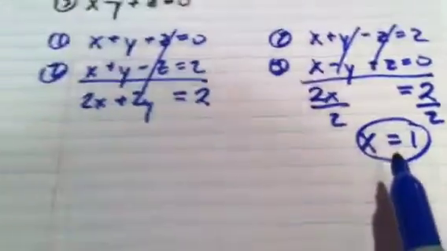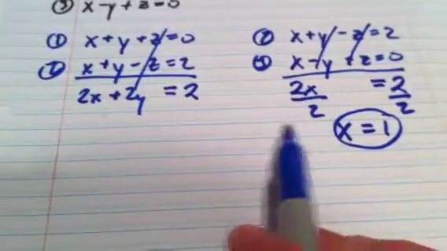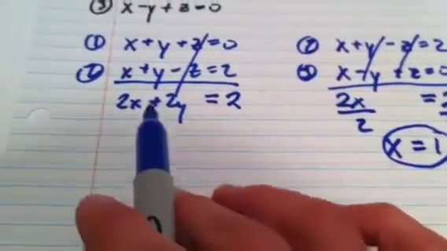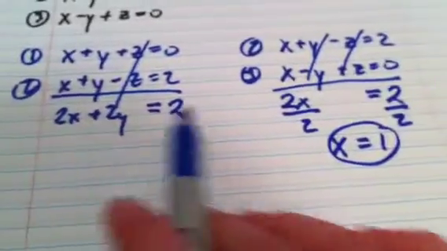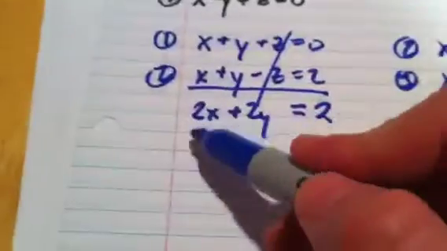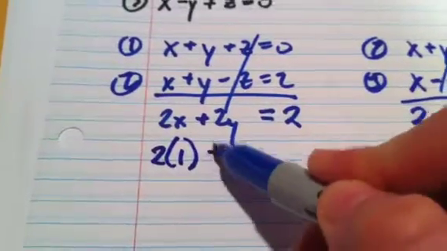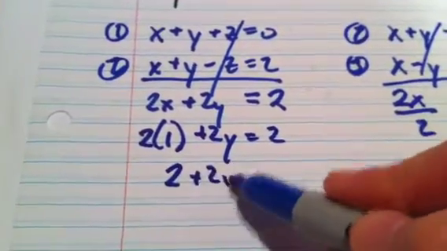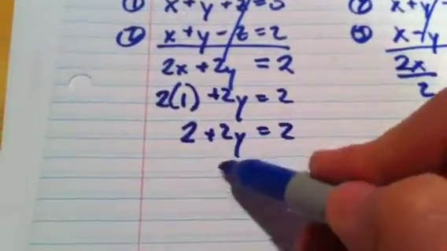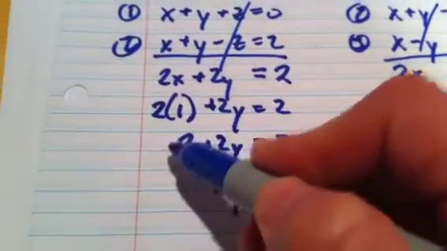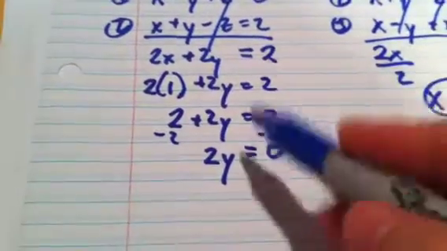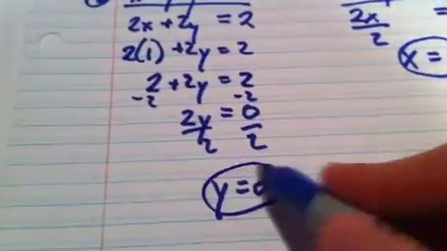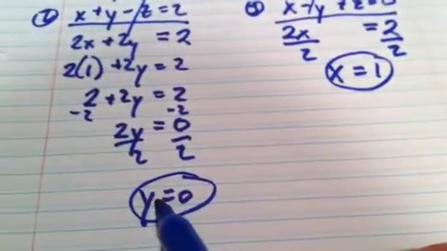So now if you look at your two equations with the two unknowns, you can just plug this x equals 1 into what we just did. Letting x equal 1, put that in here, it's 2 times 1 plus 2y equals 2. So 2 plus 2y equals 2. So 2y equals 0, because I subtracted 2 from both sides. Divide by 2, y would just equal 0. So now I've got x equals 1, y equals 0.